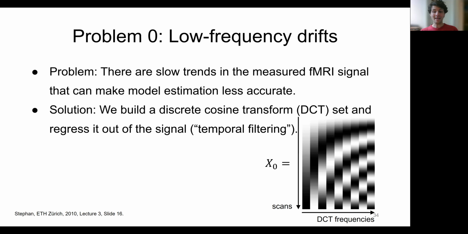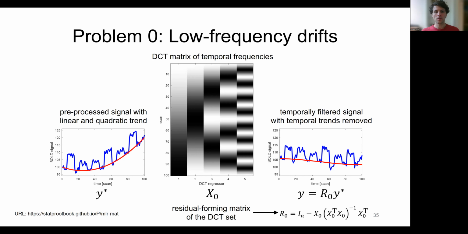As I already explained last week, there are slow trends or drifts in the measured fMRI signal, which are most often due to scanner properties and which can make model estimation less accurate, obviously, if they are not being accounted for. The solution here is that we build a discrete cosine transform basis set, which is shown in the bottom right as the temporal DCT set, and regress it out of the signal. This is called temporal filtering.